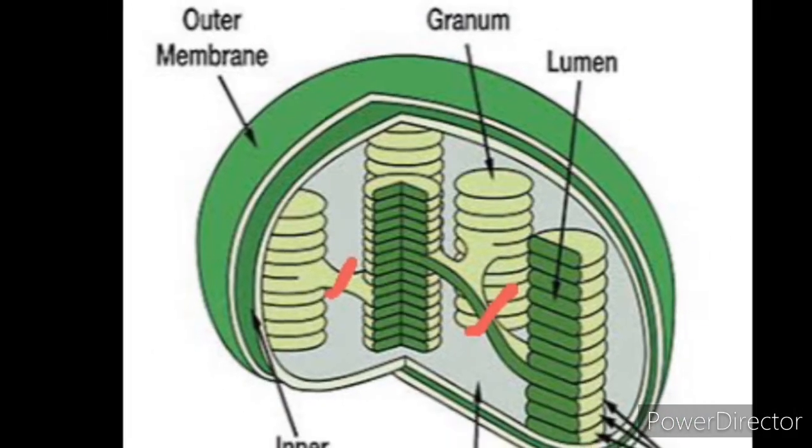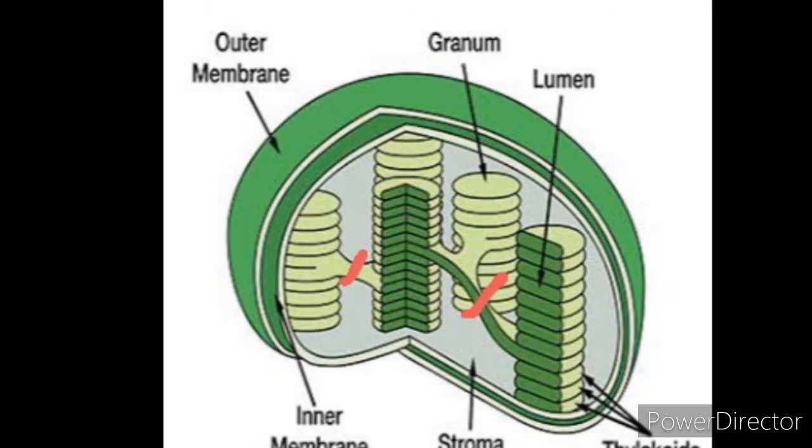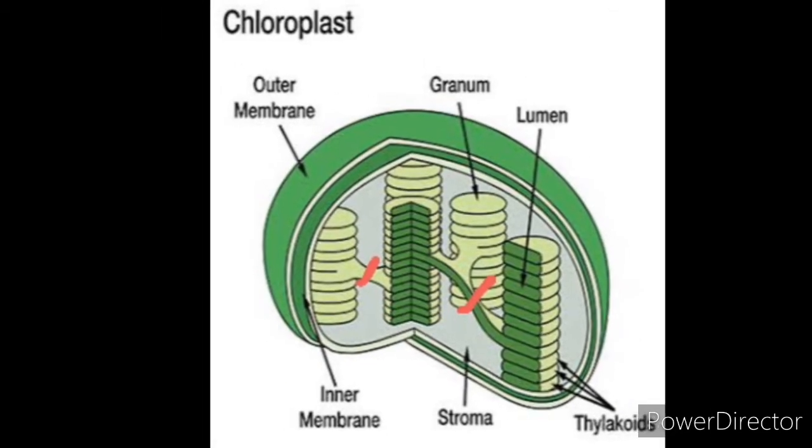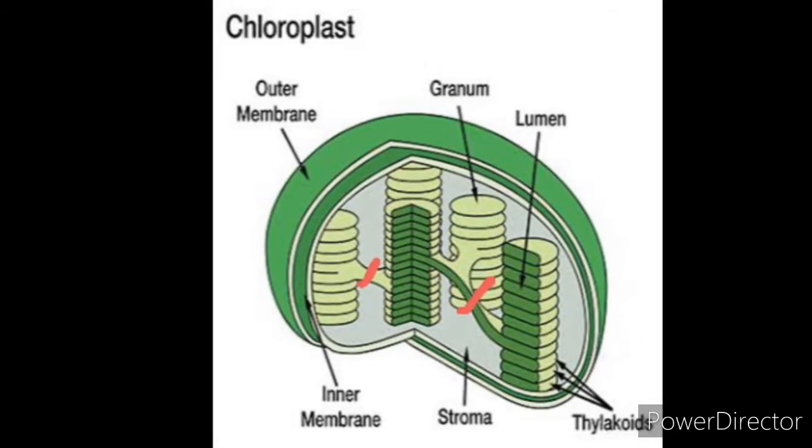So the chloroplast consists of the envelope, which is the inner and the outer membrane, and these two membranes have a space in between, so it is called the intermembrane space. Then next it consists of stroma. Stroma is present inside the chloroplast, which is the matrix, and it consists of DNA, ribosomes and other molecules that are required for the photosynthesis process, especially protein synthesis.